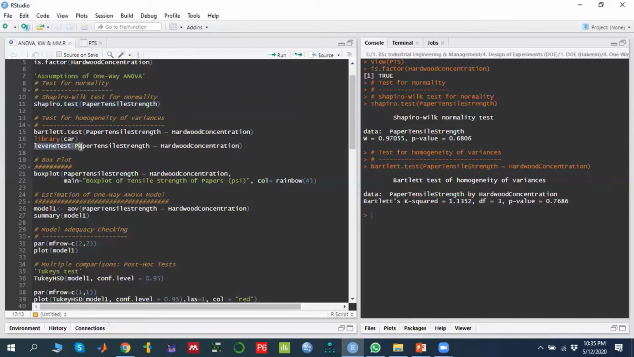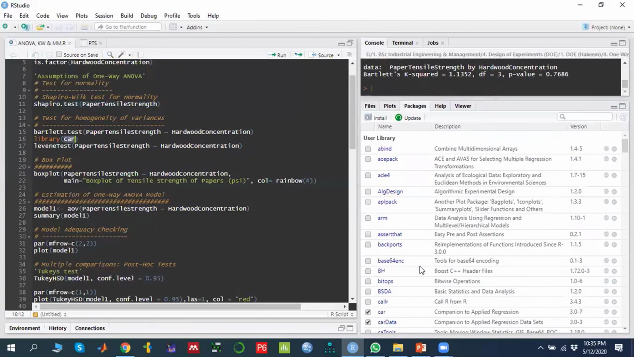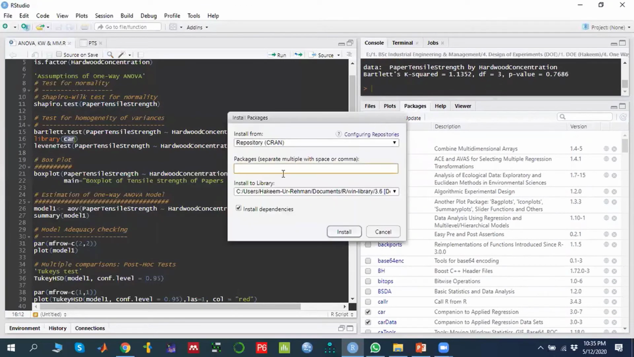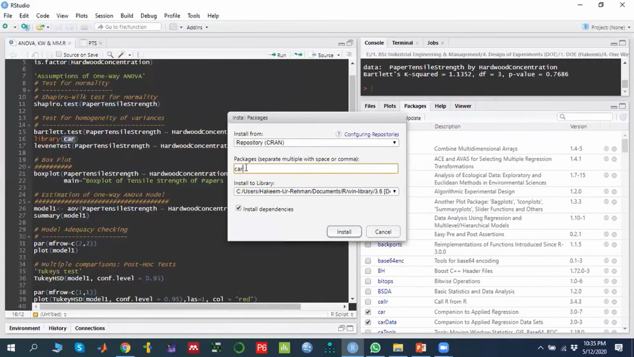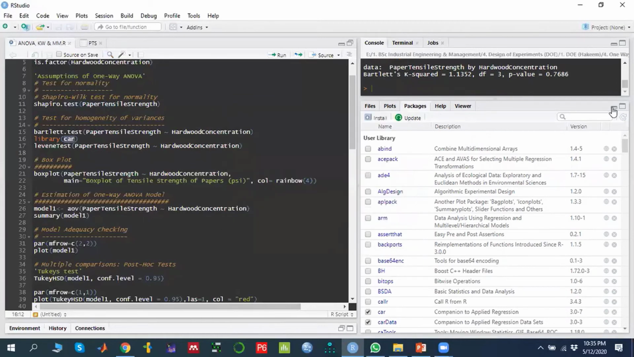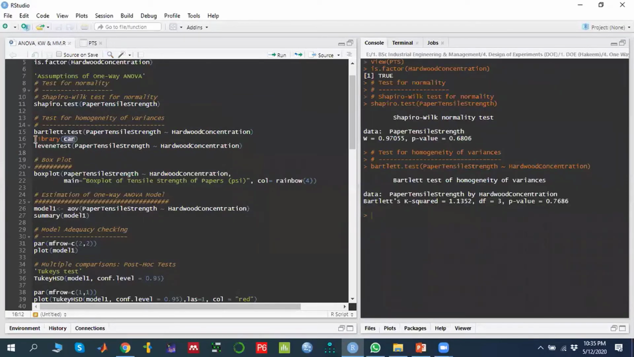In order to apply Levene's test in R, I'm using a package called car. So first you need to install this package. You can go to Packages, Install, write down car, select car, and then install. Because I have already installed it, I just need to call it after installing. So I am calling the package called car, and then I'm applying Levene's test as well.